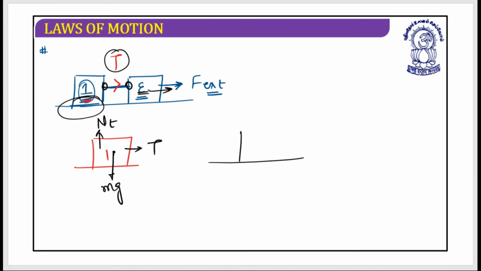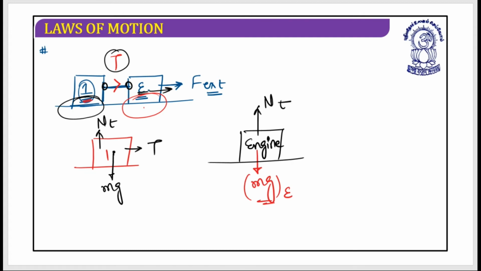If I want to draw the free body diagram of the engine, what would it be? First, it would be mg. Yes, this is the weight of the engine, it's mg of the engine. Next, the engine and earth are connected, and as they are connected, you must apply the normal force. It's a normal due to the table. Is there anything else?